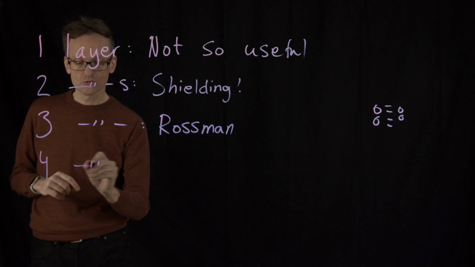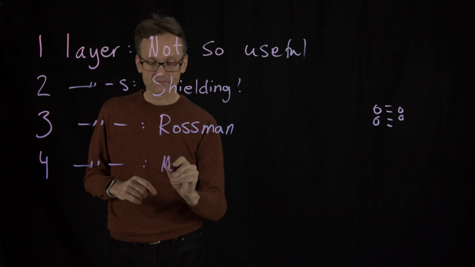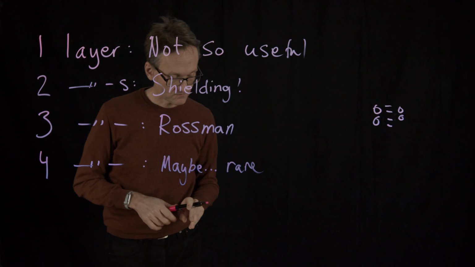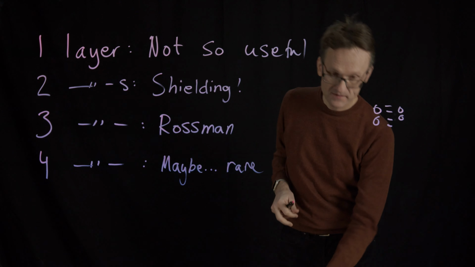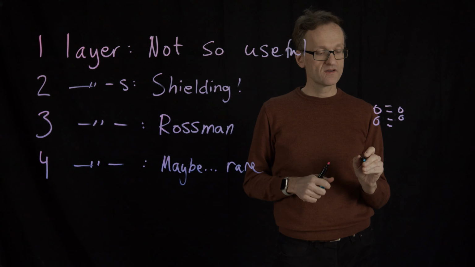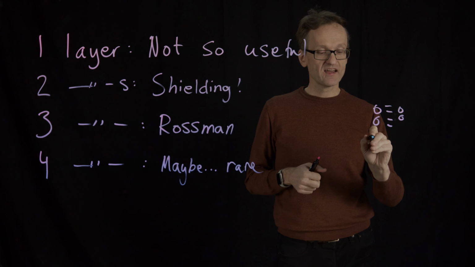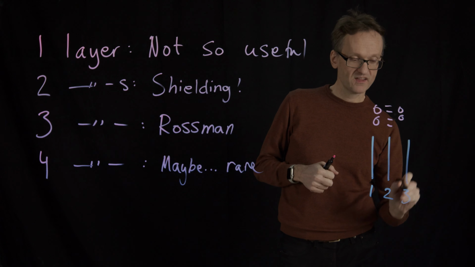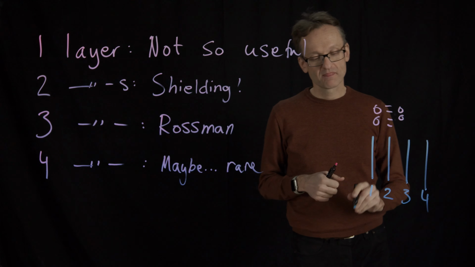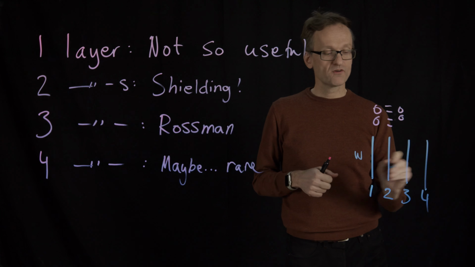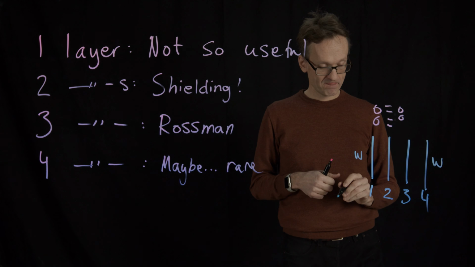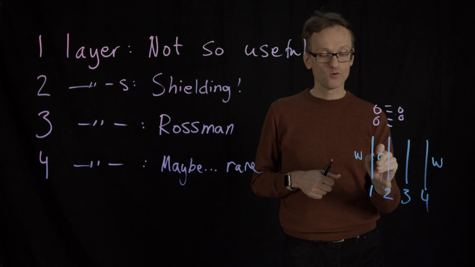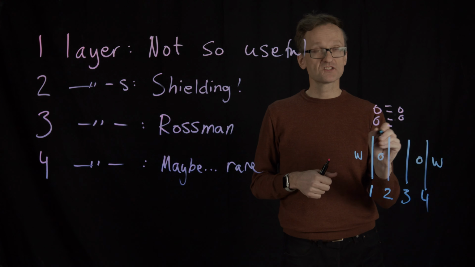4 layers? Ooh. I'll write maybe. They are rare. Why are they rare? Well, you see, let's draw some layers here. Here I have layer 1. Here I have layer 2. Here I have layer 3. You can probably guess the number of that layer. Here I'm going to have water, and here I'm going to have water. This layer is definitely not facing the water, so here I will say O for oil. So this part has to be hydrophobic.